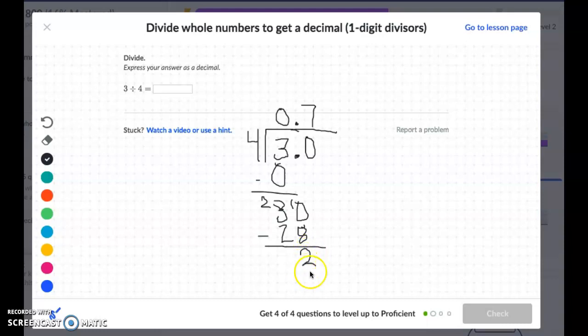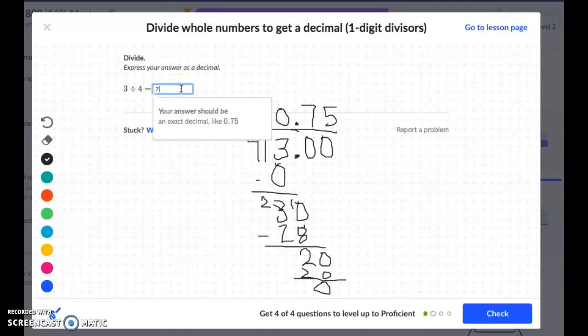I cannot have a remainder when I'm dividing when I have a decimal. So I have my 0, bring it down again. 4 fits into 20 5 times. 5 times 4 is 20. And when I subtract, I get 0. So I know that I'm done. So my answer here would be 0.75.